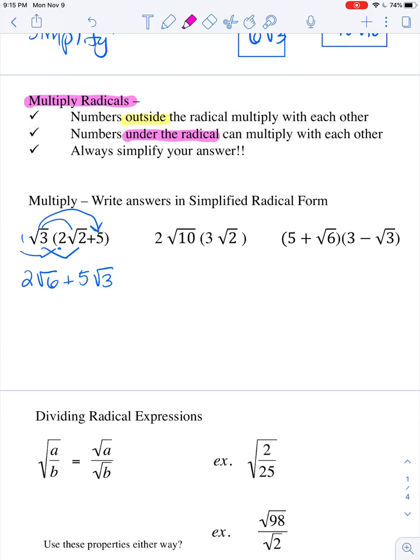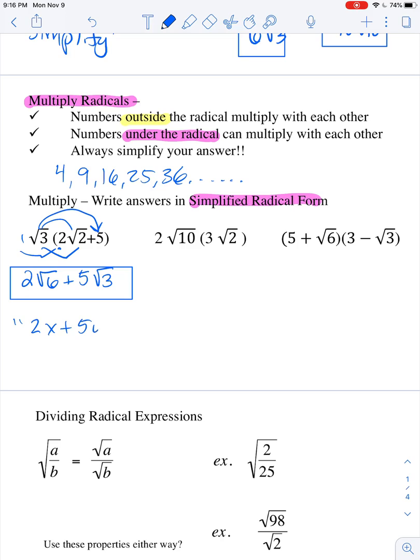In this case, it says to write it in simplified form, but I'm looking at it and saying, okay, 6 doesn't contain any perfect squares, because I'd be looking for my 4, my 9, my 16, my 25, and so on to fit into there. Nothing does. Same with 3. So in this case, they're done, and I cannot add them together because this would be the same as 2x plus 5y, in that the radicals are not the same, so you can't add them together and you just leave it as is. The only way I could add them is if they were both root 3s or both root 6s, and they're not.